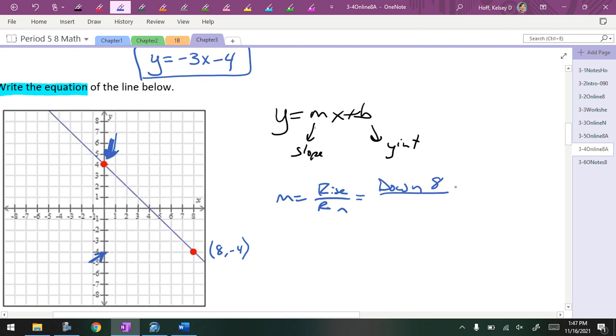Then am I going left or right? How far? 8 again. If I'm going down 8, what does that do to my 8? And right is a positive. -8 divided by 8 is -1. Okay, cool. I got my slope. Still can't write the equation. Don't have my y-intercept.